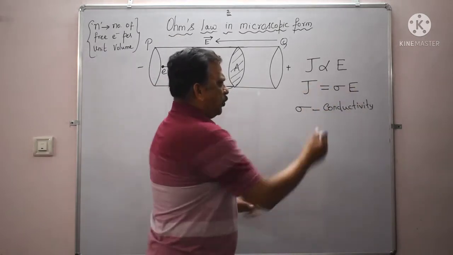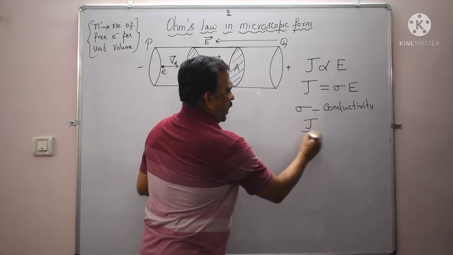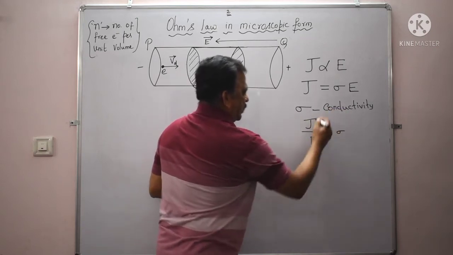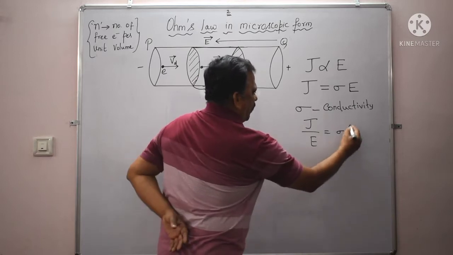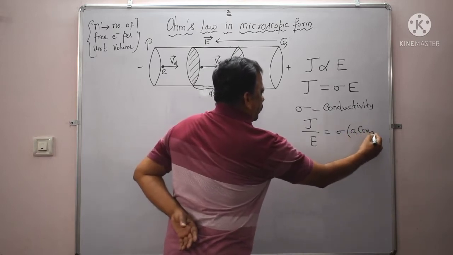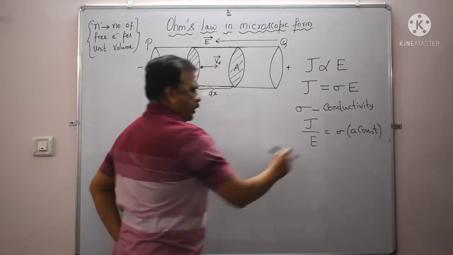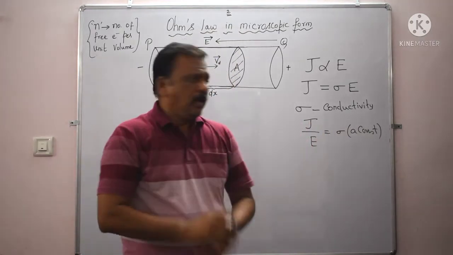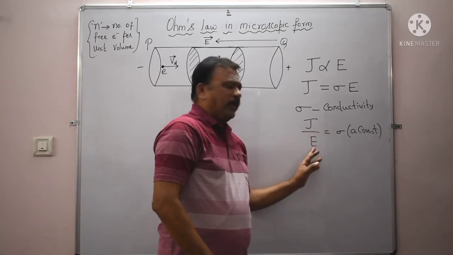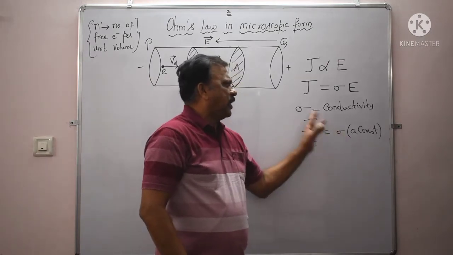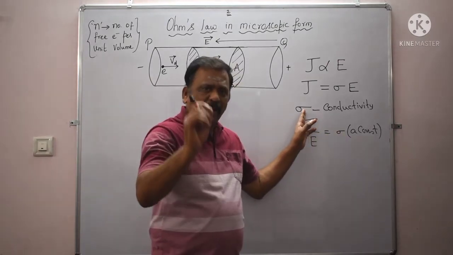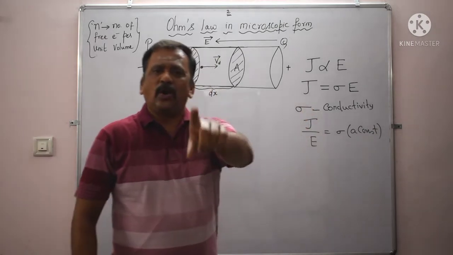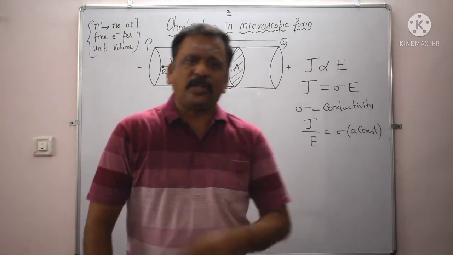Now if I take E to the left hand side, I get J by E equals sigma. That is, J by E should always be a constant. The ratio of current density to the applied electric field should always be a constant. The ratio of current density to the electric field will always be a constant sigma if and only if the temperature of the conductor remains constant, or else it will change.